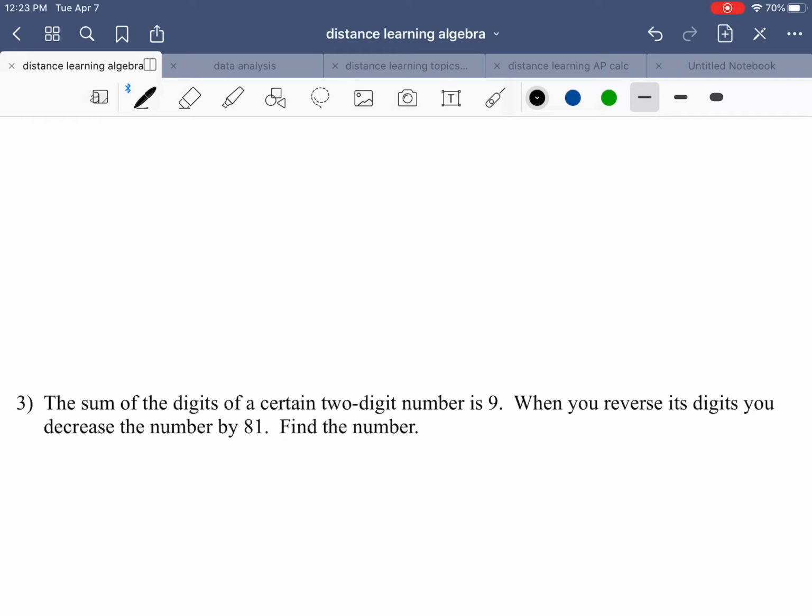Here's another system of equations problem involving digit reversal. So it says the sum of the digits of a certain two-digit number is 9.